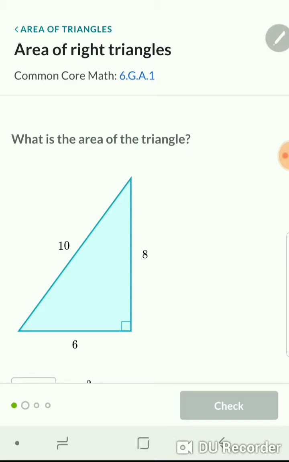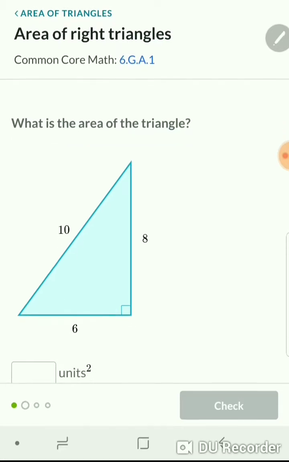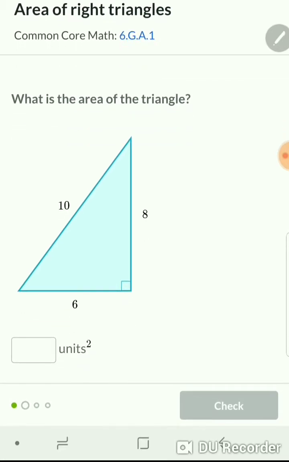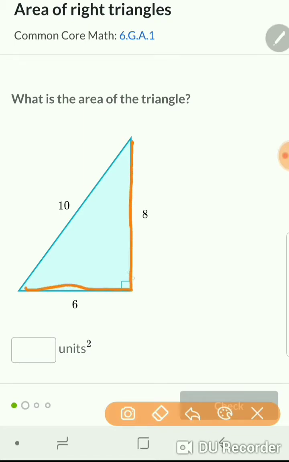Let's try another one. What is the area of this triangle? So once again, looking at a very simple situation, first thing you do is identify the base and the height. The base and height make a right angle. So this line and this line make a right angle right here. So we'll call 6 the base and we'll call 8 the height. That means that 10 is a distraction for the purpose of our problem.